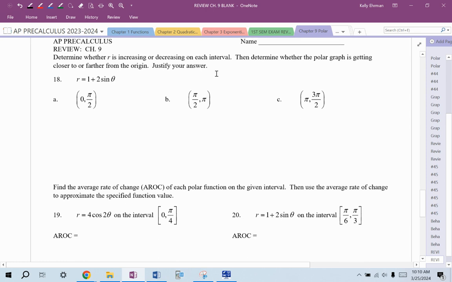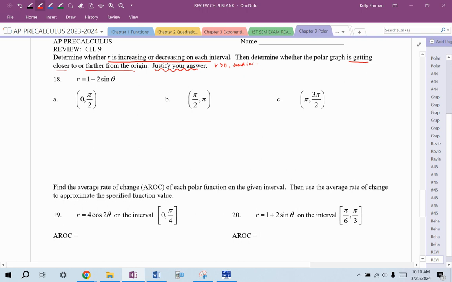All right, and then we get on to the content that we learned after our quiz. So remember, if you forget what to do in this section, at the very least, make a table and then see if that jogs your memory. So determine whether R is increasing or decreasing on each interval. And then also determine whether the graph is getting closer to or farther from the origin, or neither. And then justify your answer. Remember, this is where we say like R is greater than 0 and increasing or something like that.